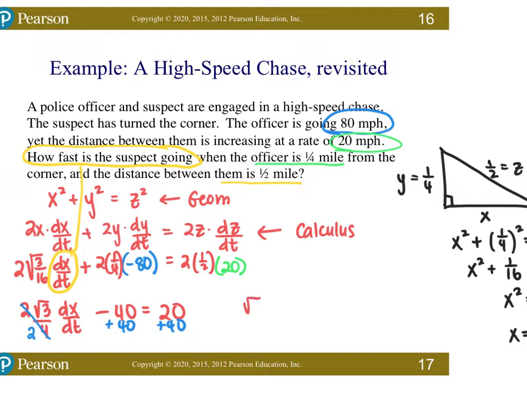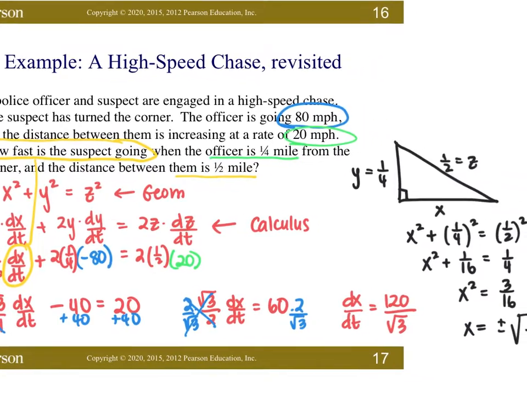So what do I have? I've got root 3 over 2 now, dx/dt, equals 60 when I add. And then I multiply by the reciprocal of root 3 over 2. So I'll multiply by 2 over root 3 and by 2 over root 3. So dx/dt is 120 over root 3.